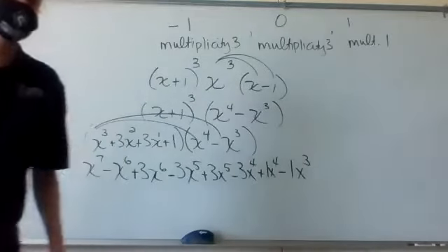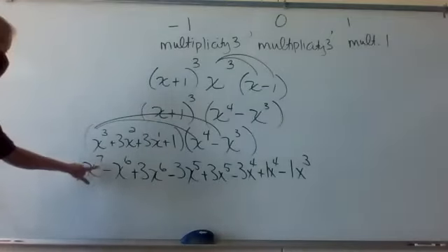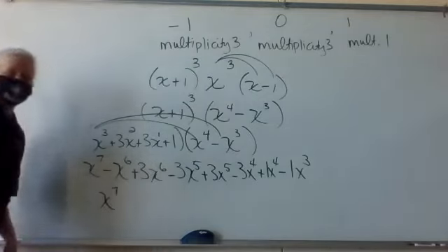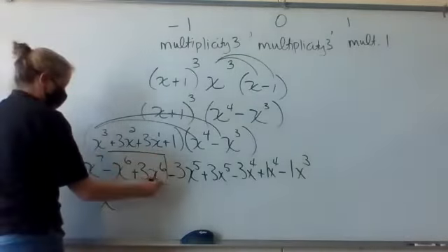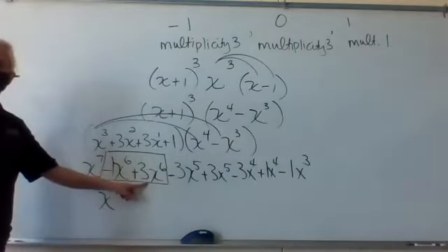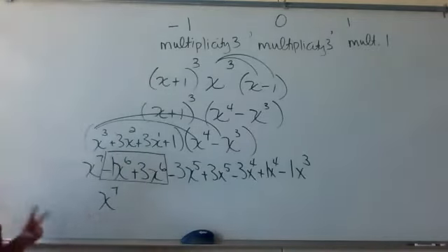And clean it up. So, any other x to the 7ths? No. Nope, just bring it down. Here's my x to the 6th. So I've got negative 1 and positive 3 of them. So how many x to the 6th do I have? Positive 2, right?